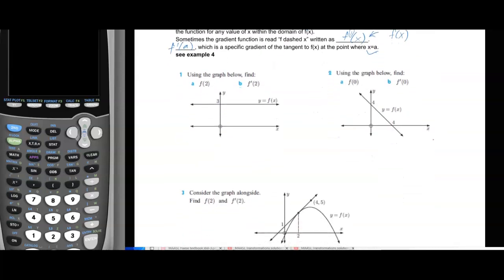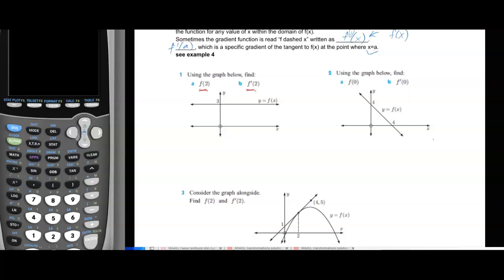So number 1, using the graph below, find f of 2 and find f dash of 2. Okay, so they're not expecting us to take derivatives here. They're just expecting us to look at the pictures and then conclude what is the height of the function at x equals 2 and what is the slope of the function at x equals 2. First of all, let's find x equals 2.